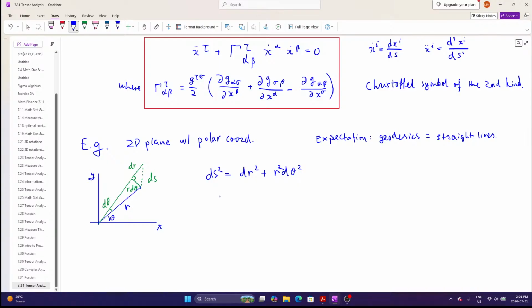For the purpose of applying the formulas we stated earlier, we're going to denote x1 as r. So x1, x2 will just be r, theta.